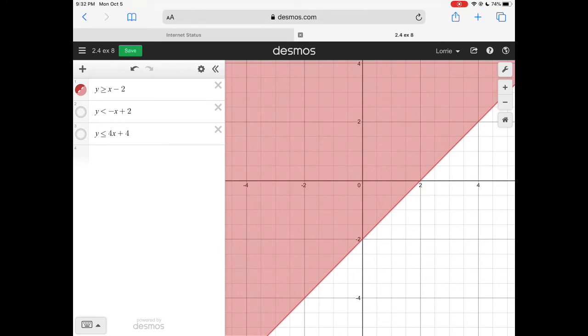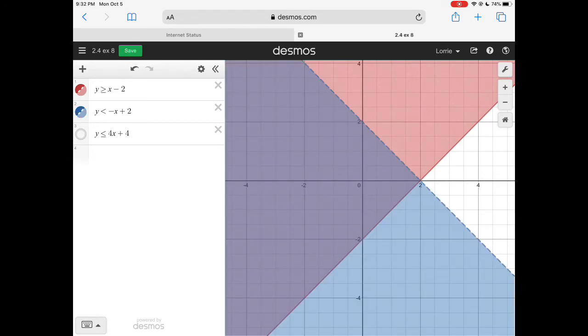Bringing in the blue, we have y less than negative x plus 2. Dashed line because it's just a plain old less than, and the shading is down below, and now we have an overlapping area that is purple. We're going to want to pay attention to that purple area and how it gets broken up when we bring in our third inequality. Y is less than or equal to 4x plus 4.